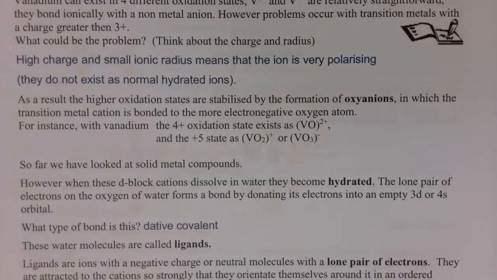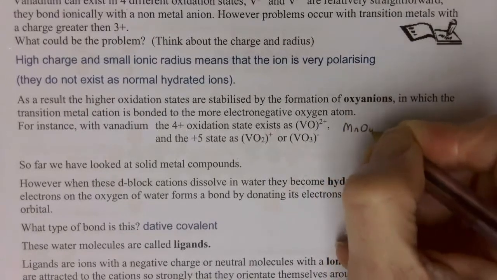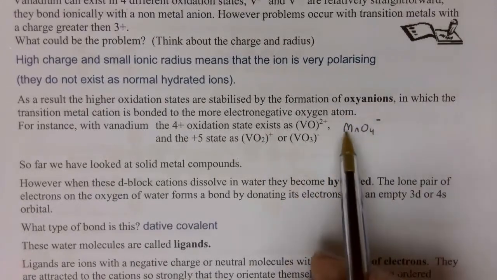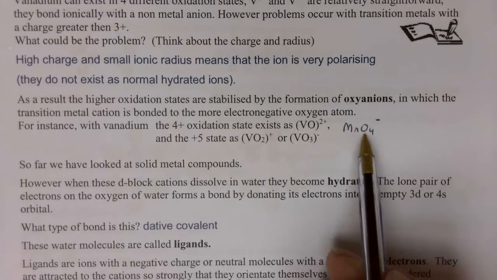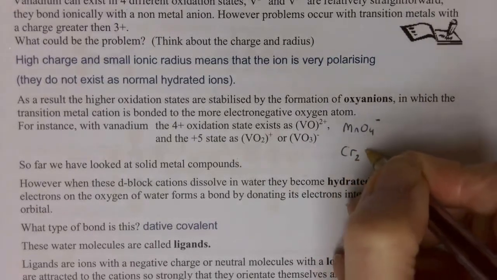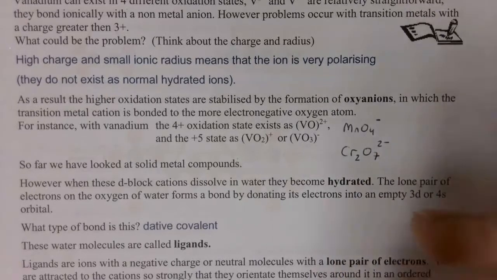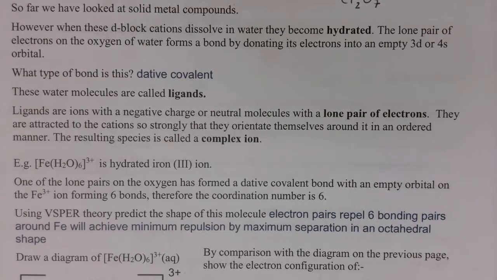You'll notice both of these are oxidation states of vanadium, and the last example is +5. If you think of some other ones that you've come across before, again, MnO4-, an oxyanion where I'm stabilising the very high oxidation state of the manganese, +7, by combining it with the oxygen. And the oxygen can draw out the very high oxidation state of the manganese. Another one to think about is dichromate, Cr2O7 2-. Again, the oxygen is there to bring out the high +6 oxidation state of the chromium. However, when the d-block compounds dissolve in water, they can become hydrated.